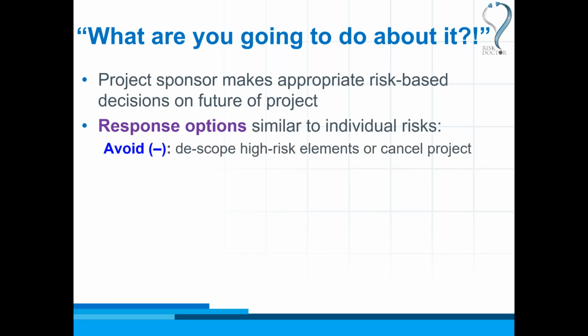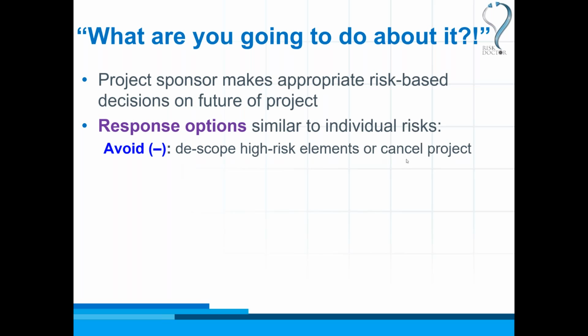So, for example, for a big bad individual risk, a threat, we might choose to try to avoid it. So that's avoiding for a negative risk. For the whole project, if we want to avoid lots of bad uncertainty on the whole project, we could de-scope the project. This is a decision for the project sponsor, of course, not for the project manager, but we could avoid bad risk by taking out the high risk elements. Or actually, we could even cancel the project.